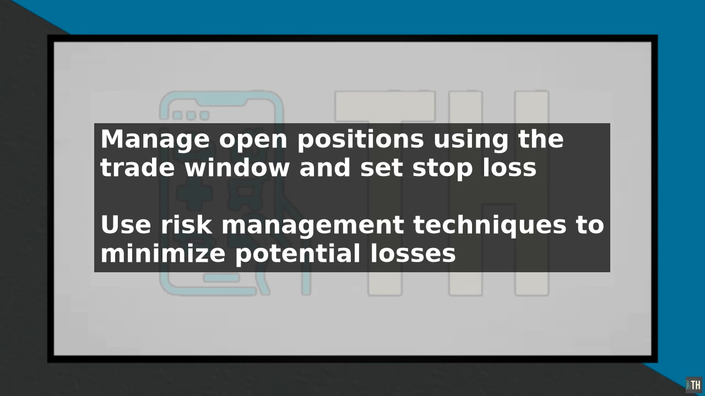In conclusion, buying and selling on Metatrader 5 is a straightforward process that requires some practice to master. By following the steps outlined in this guide and using the various tools and features available on the platform, you can become a successful trader. Remember to always use risk management techniques and to never risk more than you can afford to lose.